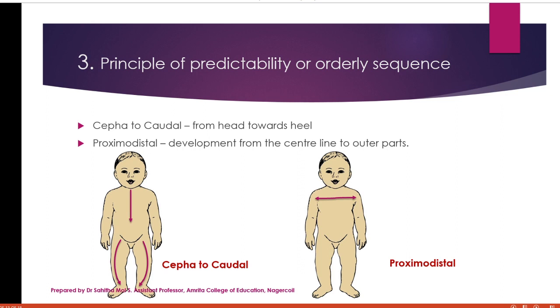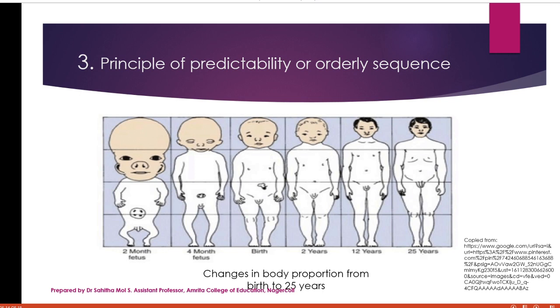The principle of orderly sequence. The body proportion changes from birth to 25 years. In the 2-month fetus, the head is bigger than the body. After 4 months, the head of the fetus will decrease. The body size is larger than the head. These are the changes in body proportion from birth to 25 years.